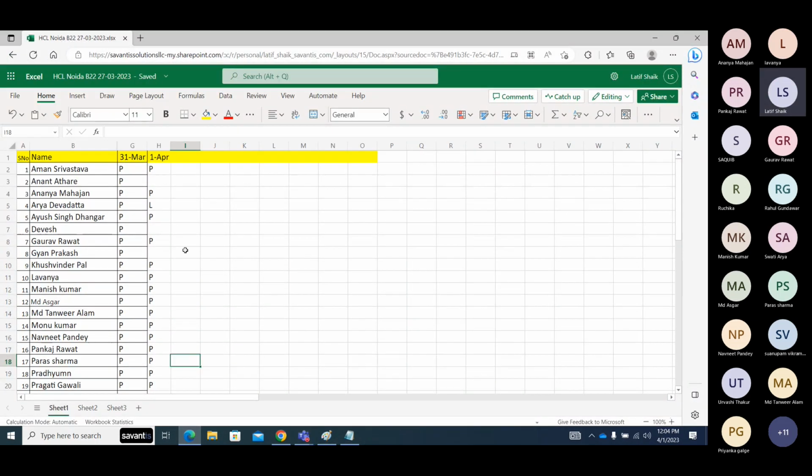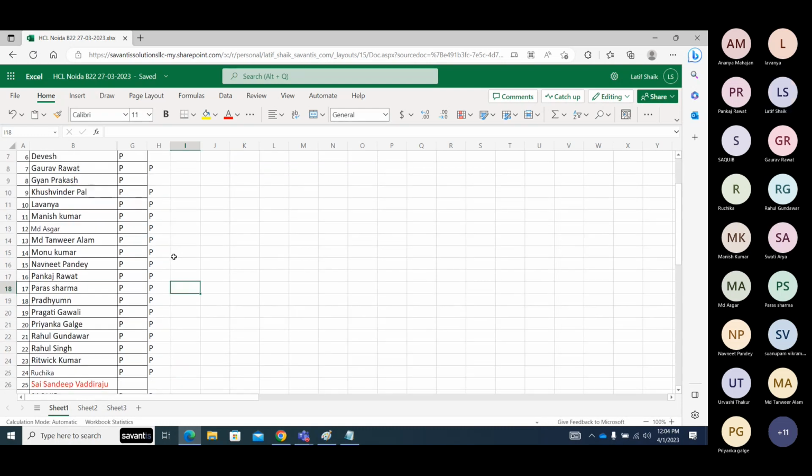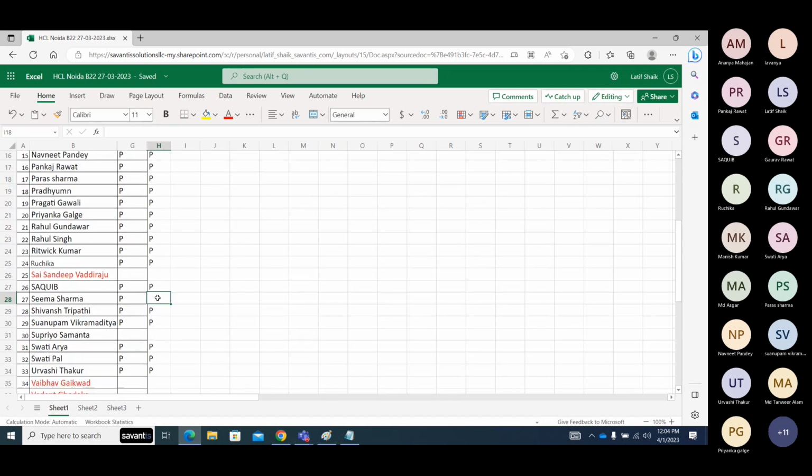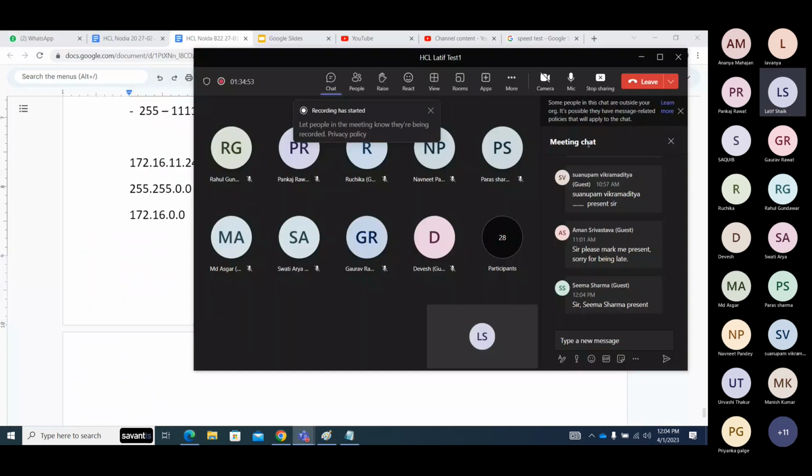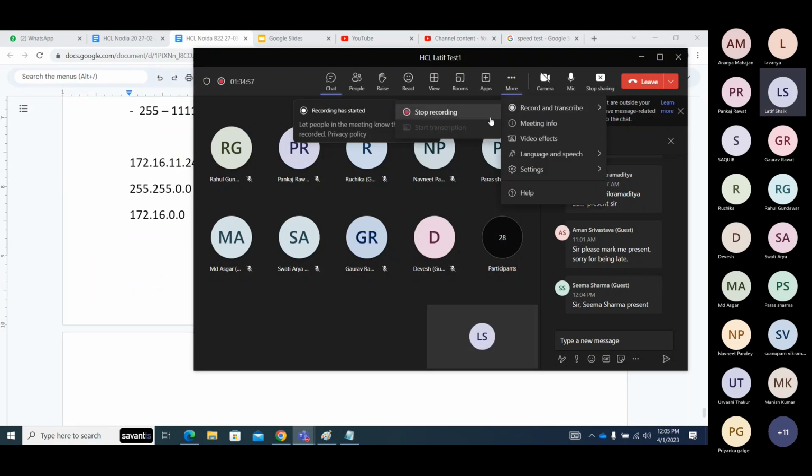Seema Sharma also present. Sir Devesh. Devesh. Okay, so take a break.